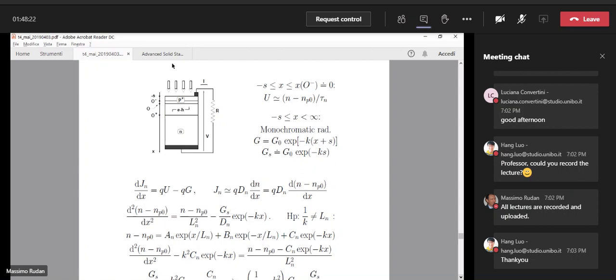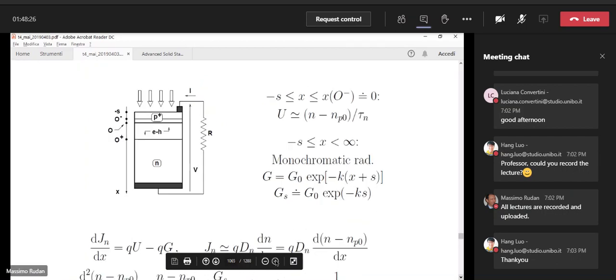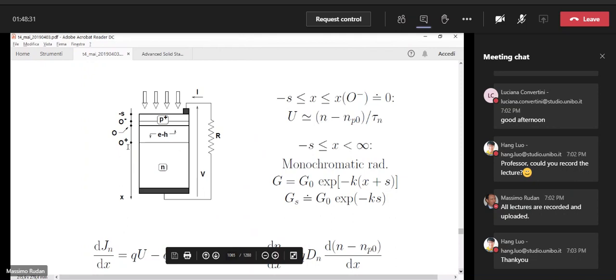Let me zoom in just for a second. So this is the structure of the solar cell, just a photodiode. We use the same symbols. So we place the origin in the position O minus, that is at the edge of the space charge region in the p-type. The extension of the neutral region of the p-type is called S. So the position of the outer edge of the device is at minus S. So the neutral region of p-type is between minus S and 0. We assume the weak injection condition, so we can linearize the minority chiral net recombination function u.